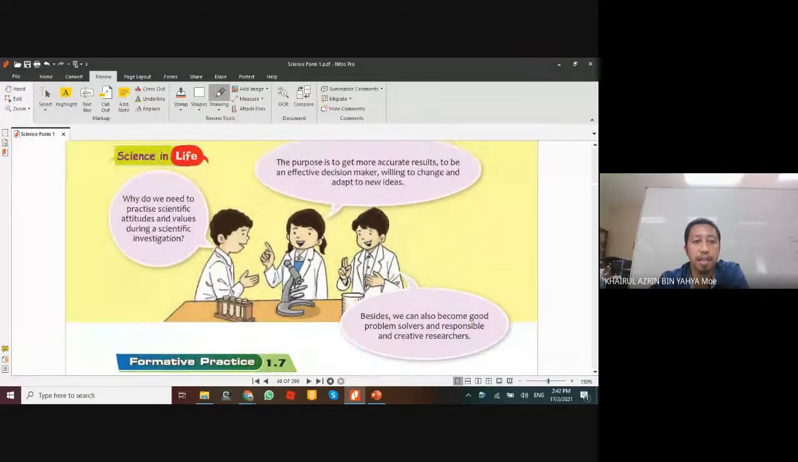So this is science in life. This is last one. Why do we need to practice scientific attitudes and values during a scientific investigation? The purpose is to get more accurate results, to be an effective decision maker, willing to change and adapt to new ideas. Besides, we can also become good problem solvers and responsible and creative researchers. So we conclude already 1.6 and 1.7.